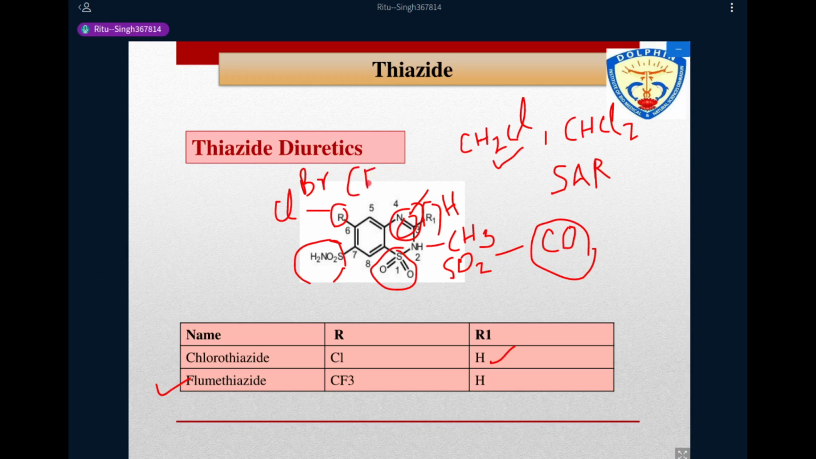Okay, so in the structure of flumethiazide, you can see that at the sixth position, a CF3 group is attached. So substitution in the sixth position by Cl, by Br, or by CF3 increases the activity. So this sixth position is also important related to structure activity relationship.